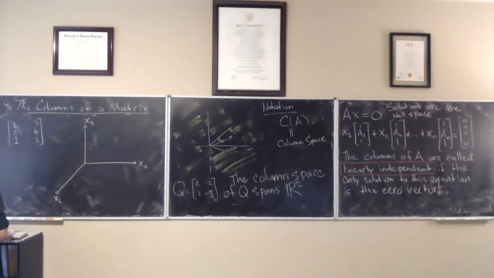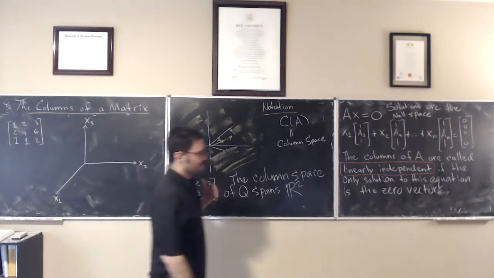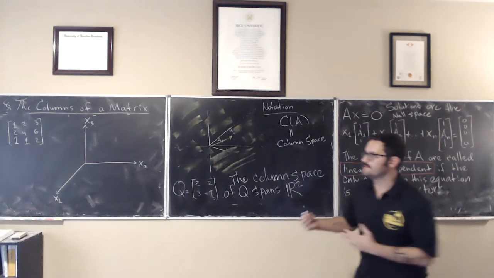Let's say, well, wait, is the last column a multiple of the first? Yes. 1. I could do 2, 4. Oh, yeah, that works. So now these columns are also linearly dependent.